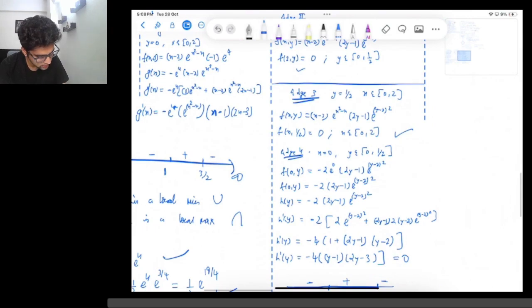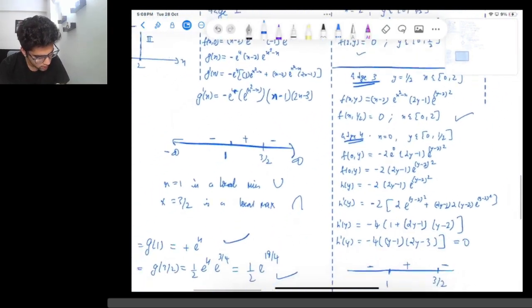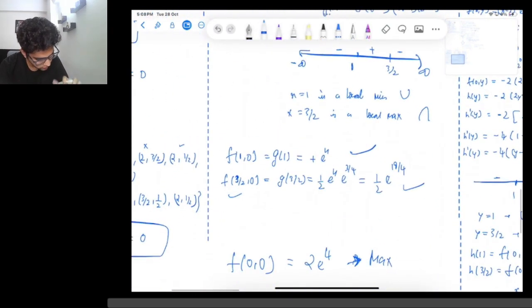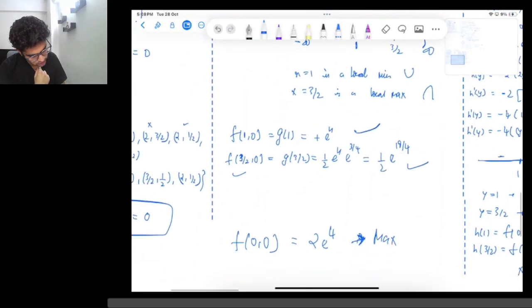These points will also be accepted on edge 2 and 3, and on edge 1. On edge 1 I have 1 comma 0 and 3 by 2 comma 0. Yes, these points can also be taken into consideration. 3 by 2 comma 0. Yes, these points can also be taken into consideration.